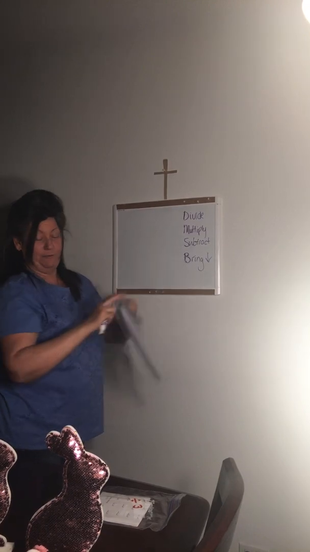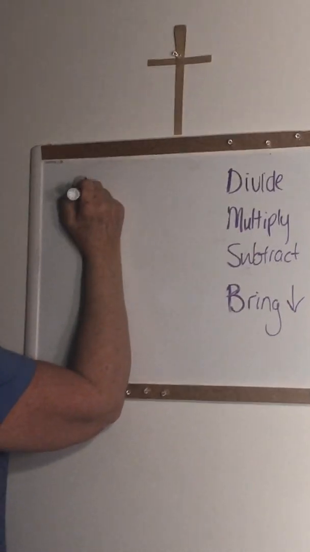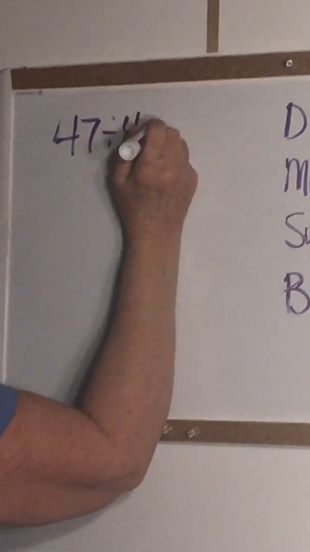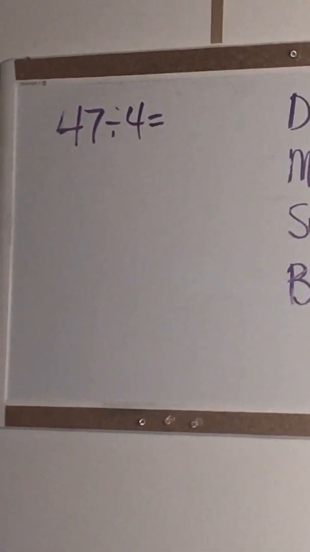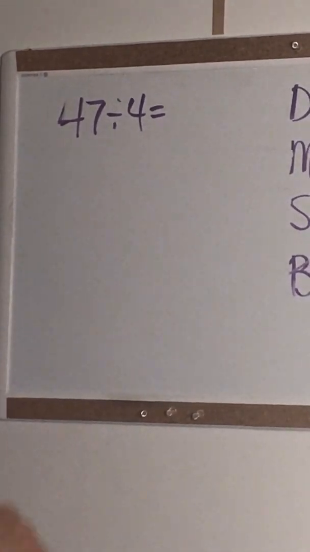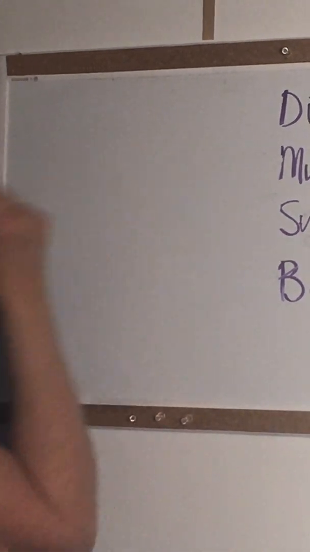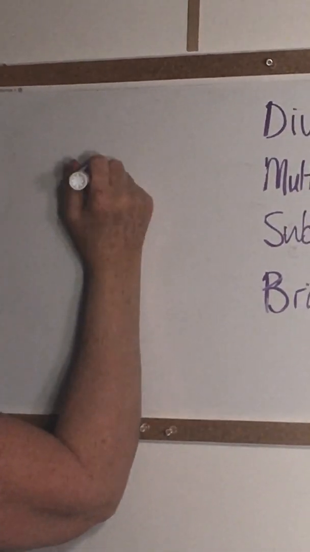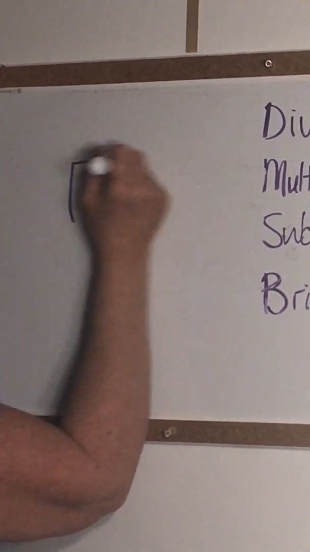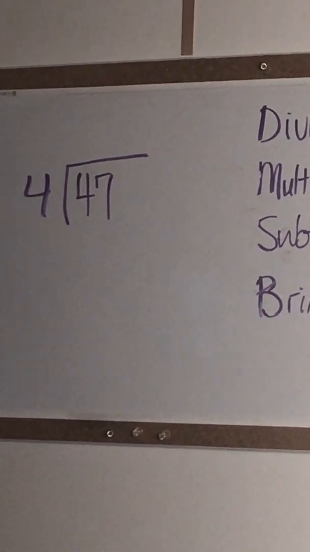47 divided by 4. Remember, I could write it this way. And I can't really figure it out that way. That's why we write it with the house. So it's 47 divided by 4. The number I say first goes inside the house. 47 divided by 4. Okay? I have my columns again.